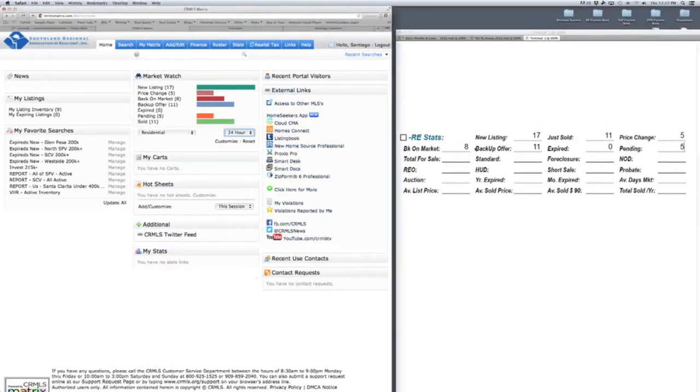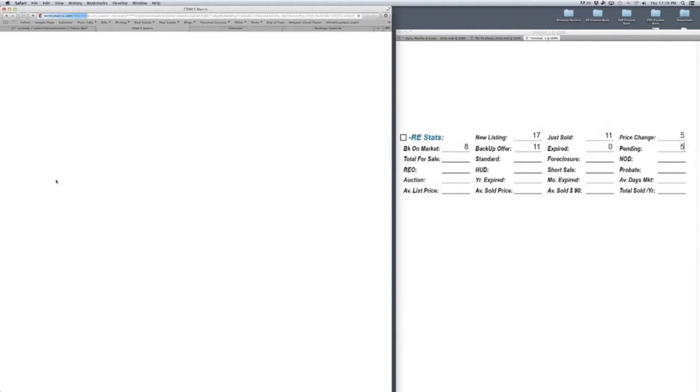And let's go ahead and find out what we have actively right now. On my favorite searches over here, I already have a setting that says all active report, SCV, Santa Clarita Valley, all active. I'm going to go ahead and click on that. And a list is going to come up for me with all the active sales that we actually have right now in Santa Clarita Valley.